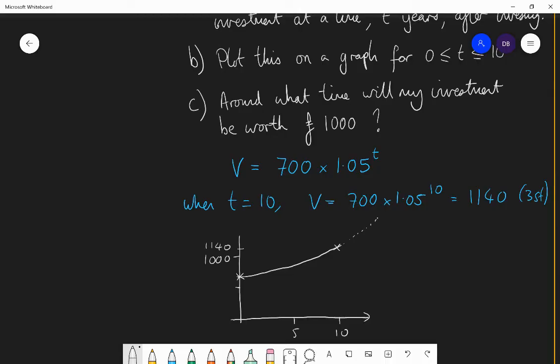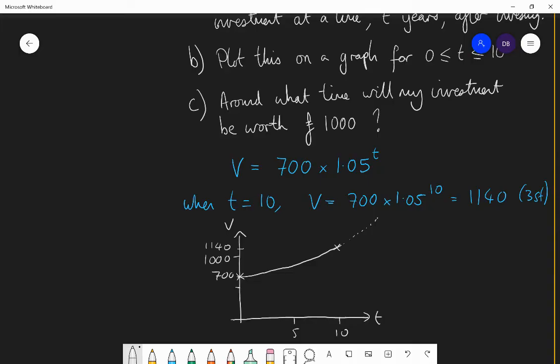So there's my plot. So I'll write down here 700, and here it's the V-axis, and here it's the t-axis, where V is the value in pounds, t is the time in years. Okay. So that's my plot.